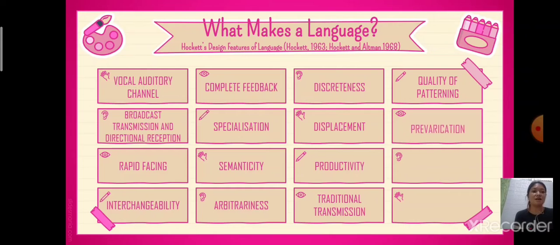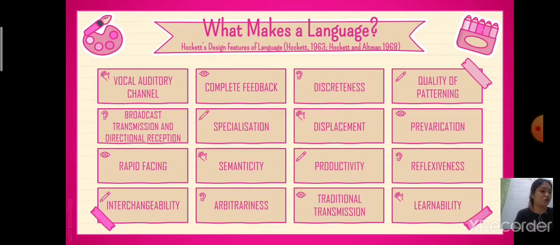Next is duality of patterning. When we say duality of patterning, language exists on two levels. So there are patterns. First, language or words have exact meaning. And on the other hand, such words are made up of sounds that don't convey meaning. So sounds that don't convey meaning tend to be paired with other sounds, which will be transformed into words which will now convey meanings.